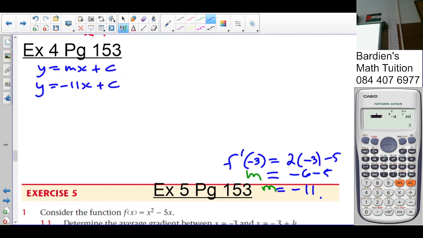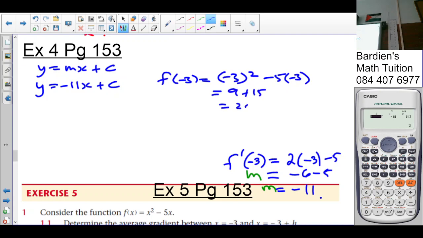Now to calculate c, I need a point that's lying on this curve, on the straight line. Not so? Or on the curve, which is the point of contact. Alright. So how do we get the point of contact? By substituting negative 3 into f of x, into the original function. So it's negative 3 squared minus 5 times negative 3. That gives us 9 plus 15, which is 24. So the point of contact is negative 3 and 24.